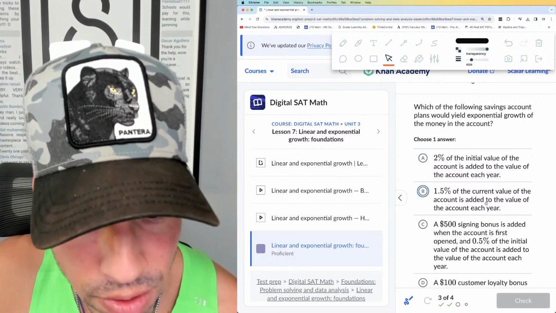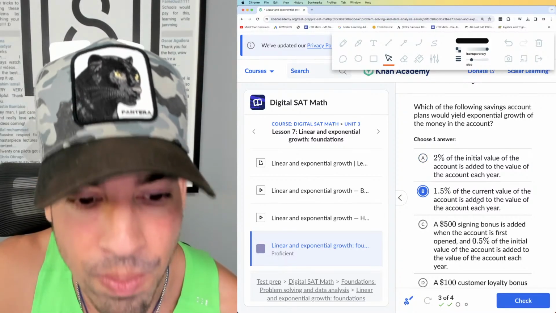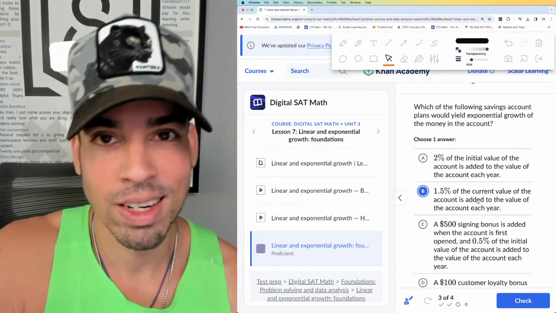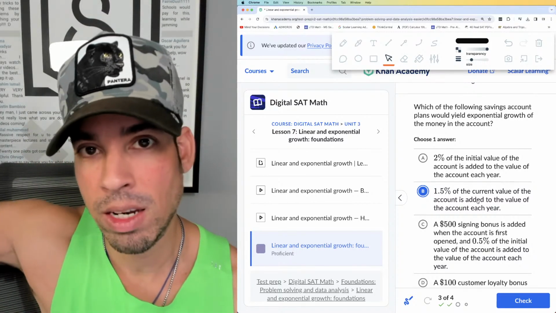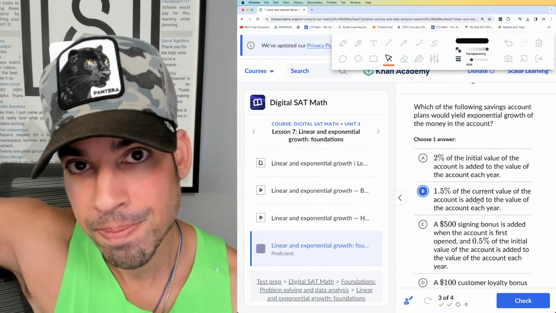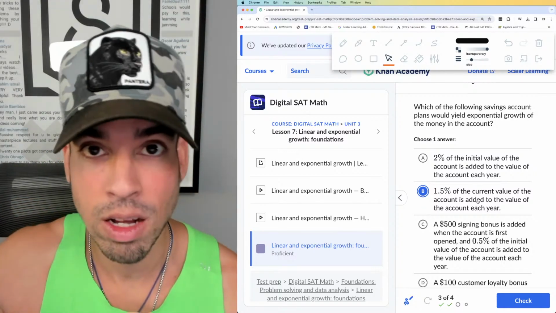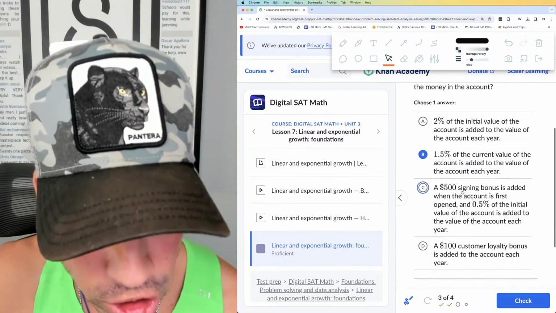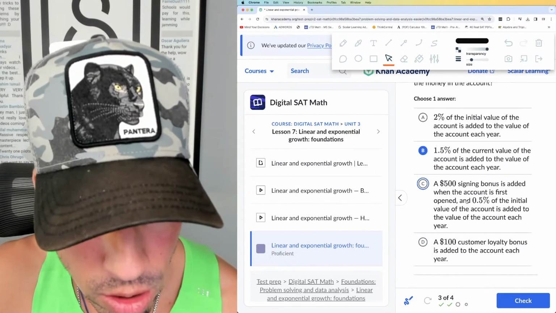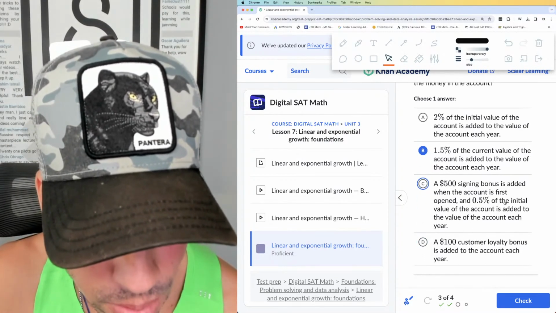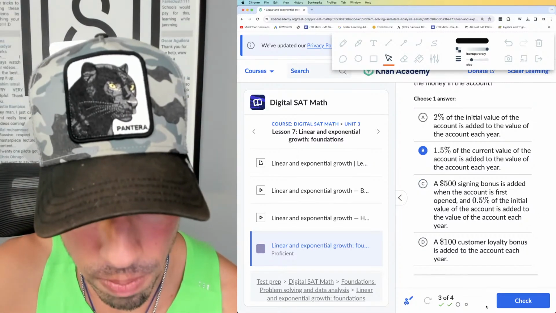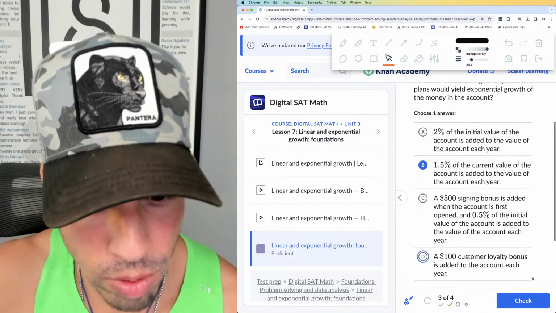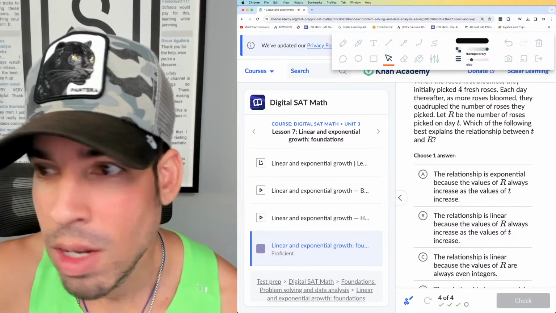1%, 1.5% of the current value. This is what we want. Percent of the current value. So every time that current value augments, now that percentage is yielding a larger percentage, a larger return. So that's why it's changing its dynamic. $500 signing bonus, and a 5%. And again, initial, wrong. We wanted exponential. Yeah, exponential. Boom, done.